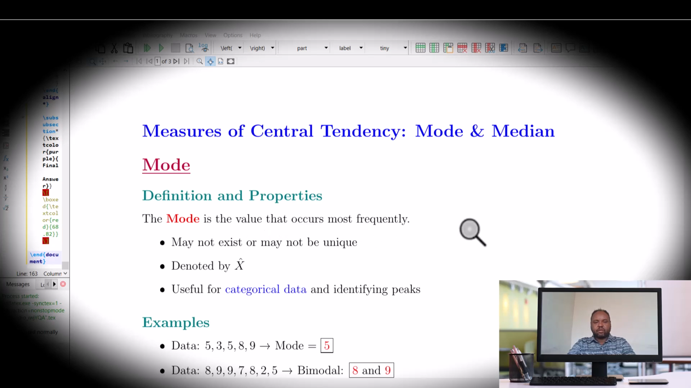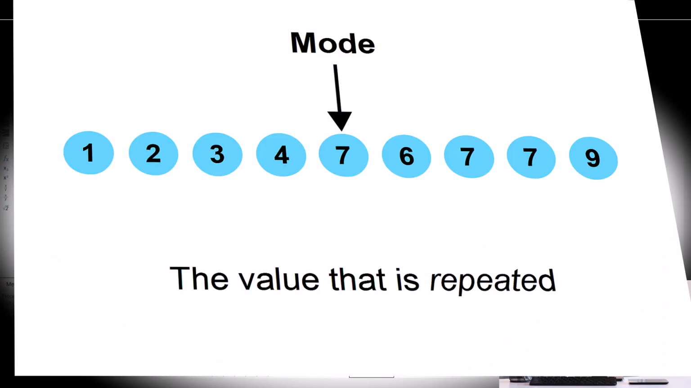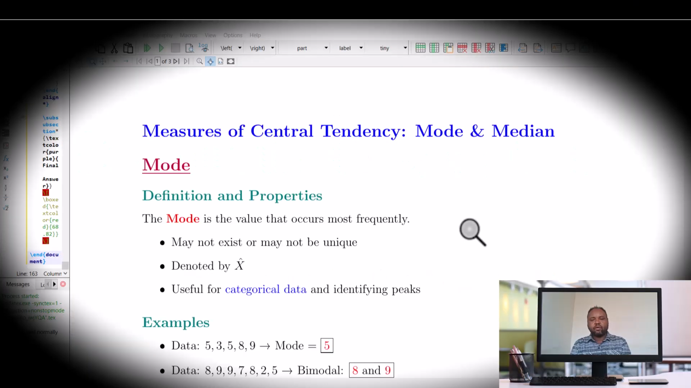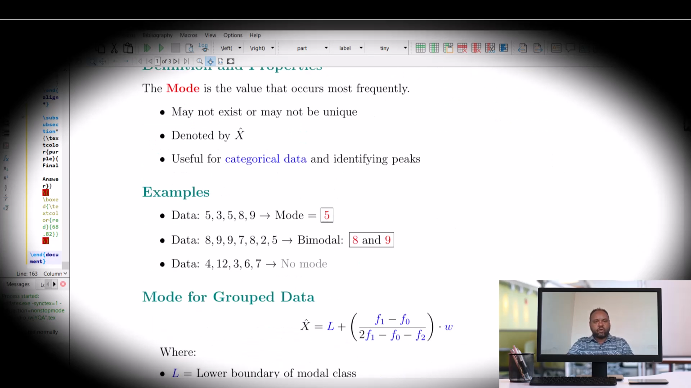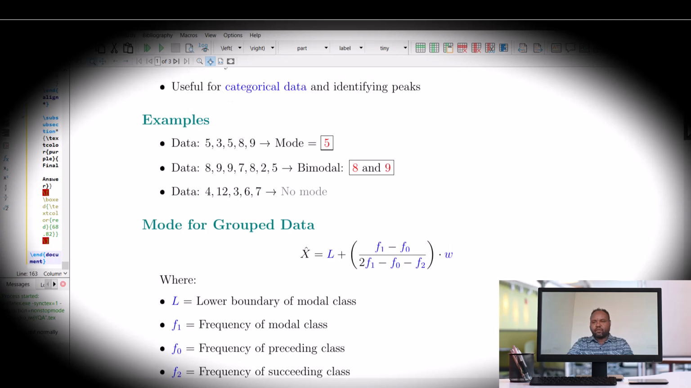Mode is nothing but the value that occurs most frequently, right? A value that occurs repeatedly in a given raw data is nothing but the mode. The properties of mode include: mode may not exist in our dataset, or we may have more than one mode. Mode may not be unique. Mode is best used for categorical data, for identifying peaks, and we may also make use of mode for discrete quantitative data too, right?